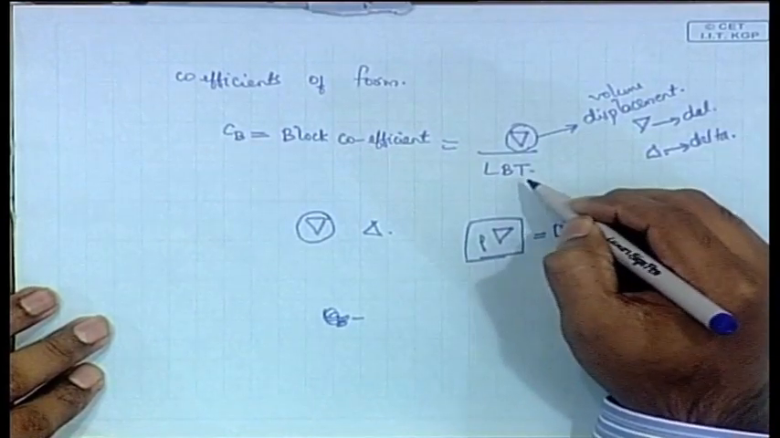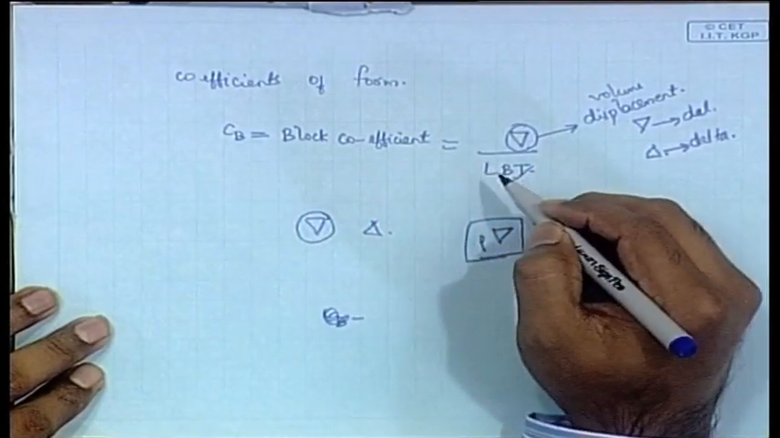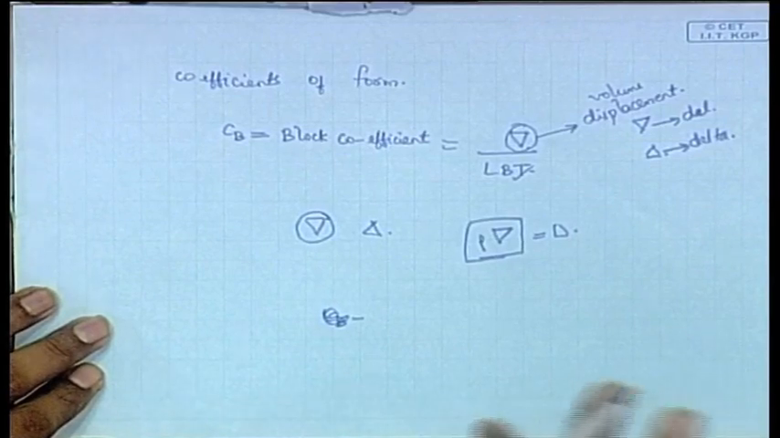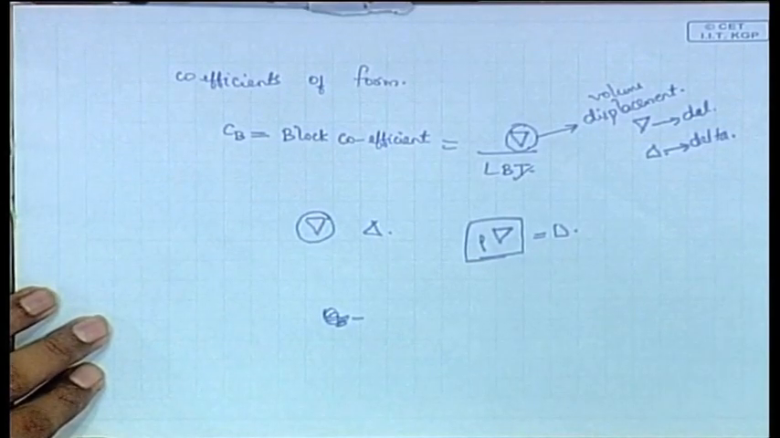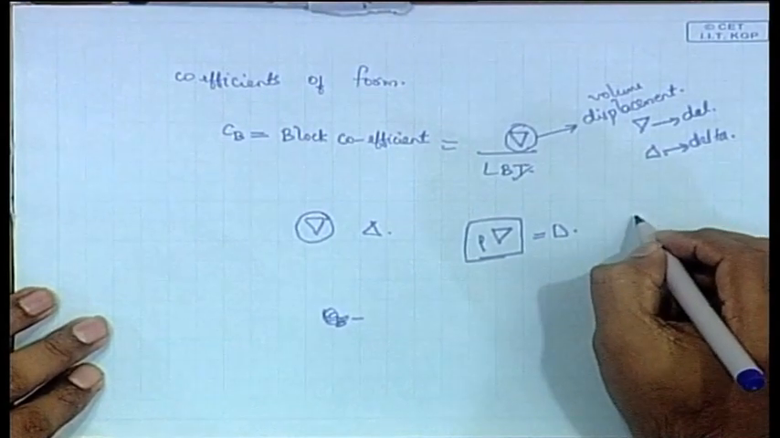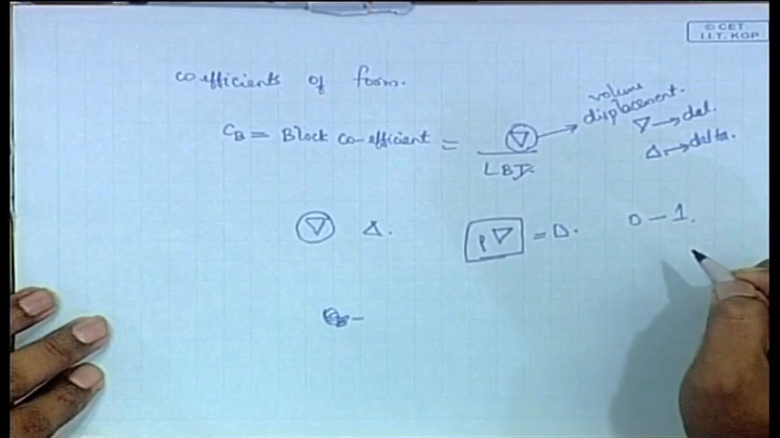Not the depth, it is the draft of the ship. So, this is the first coefficient of form. This Cb is always given in these line span drawings. As you know, these values range from 0 to 1, it does not cross 1.